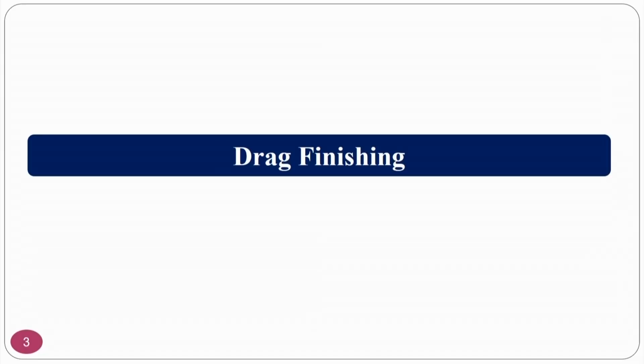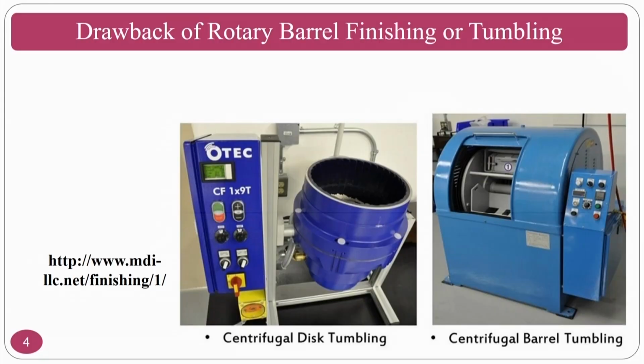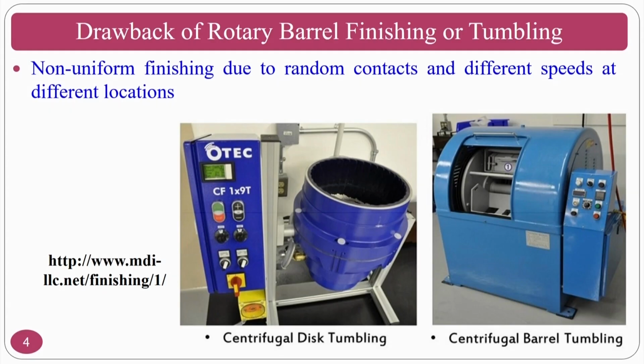Some of the things I may explain in depth, some of the things I may explain only as an introduction about these processes. So, drag finishing. Before going to that, you should know the drawback of the process that you have seen in the previous class. In the previous slides, if you see the tumbling process, the basic drawback is that there are two varieties of tumbling processes there. These two have certain problems. So before going to it, we will see what the problem is.